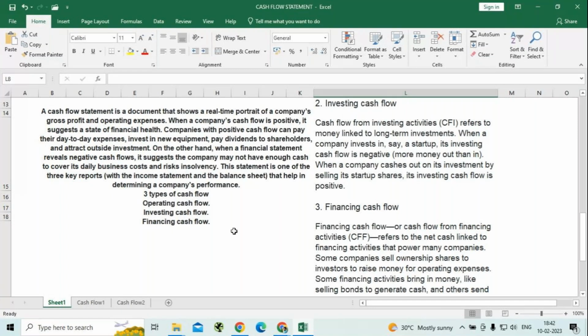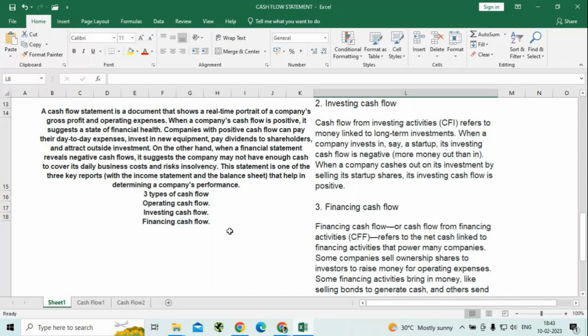So the cash flow statement is a document that shows a real-time portrait of a company's gross profit and the operating expenses. That means how much we have spent and how much we have earned through the business for the particular period. So if there are more sales with lower expenses, we know that it is a profit we have made. At the same time, if you have been able to cover all the expenses of the day-to-day activities, invest in new equipment, pay dividends to the shareholders, and attract investment from the outside, these are all the positive signs of a cash flow statement.